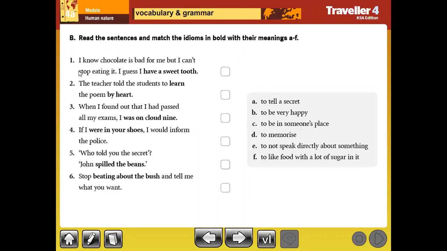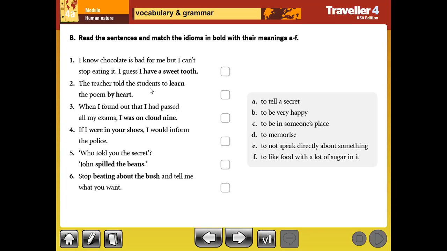Number one, I know chocolate is bad for me, but I can't stop eating it. I guess I have a sweet tooth. When someone has a sweet tooth, this means that he likes sweet, tasty foods, foods that contain a lot of sugar.